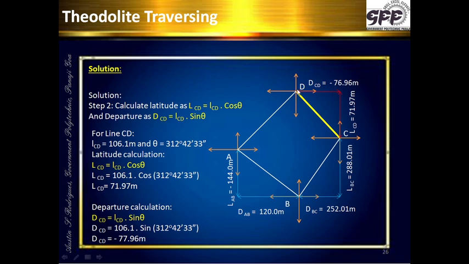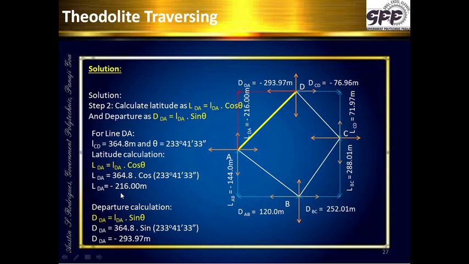Now let us continue to solve for the line DA. Calculate latitude DA is equal to length DA into cos theta, and departure DA is equal to length DA into sin theta. Length of DA, there is a small mistake over here, length of DA is 364.8 meters and theta is 233 degrees 41 minutes 33 seconds. So latitude DA is equal to 364.8 into cos of 233 degrees 41 minutes 33 seconds.